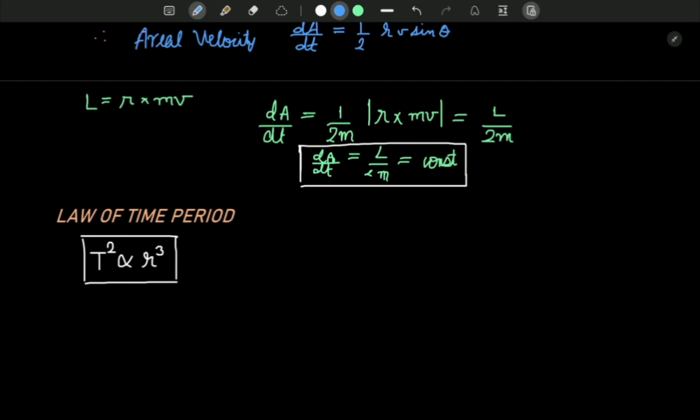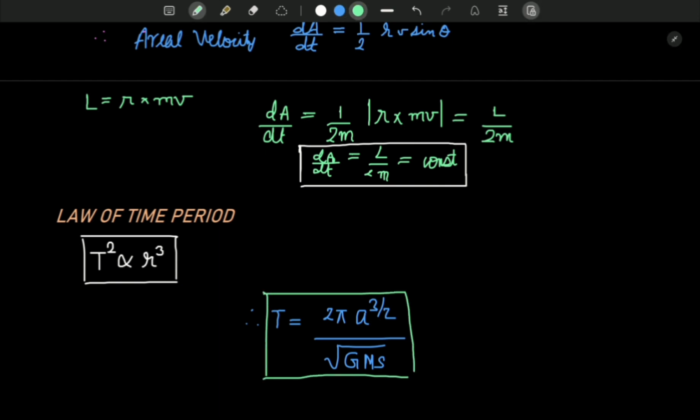Newton was able to show that the same relationship holds for an elliptical orbit with the orbit radius r replaced by the semi-major axis a. Thus, T equals 2 pi a to the power 3 by 2 divided by under root G Ms. Here Ms is the mass of the sun.